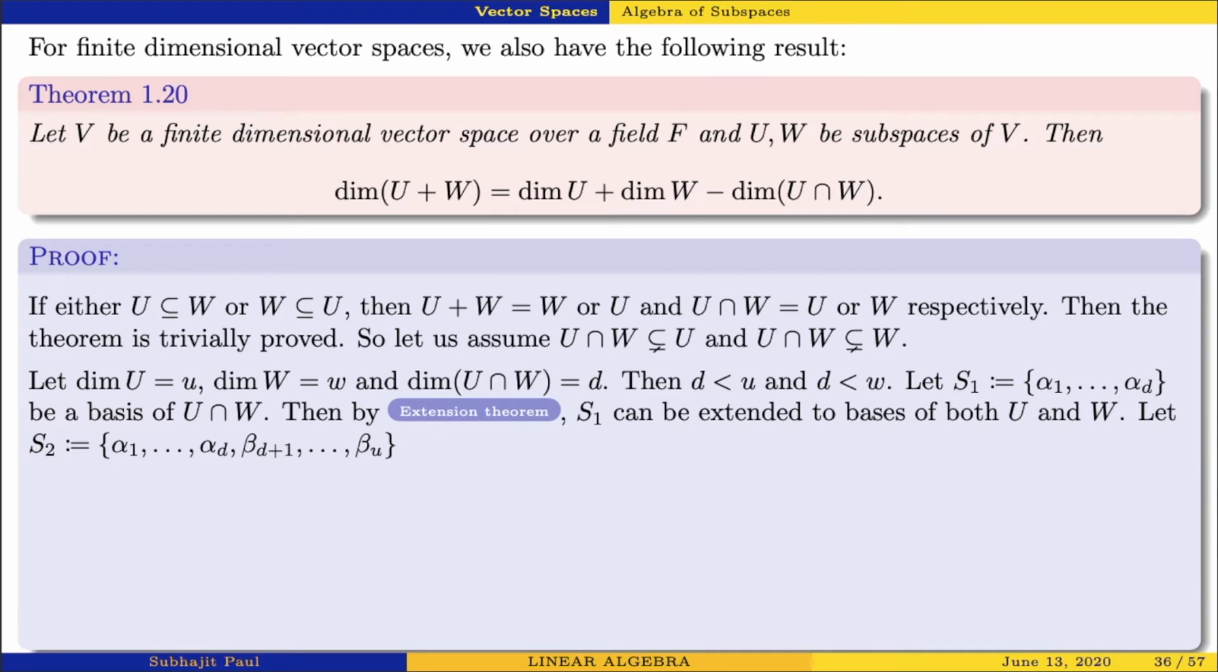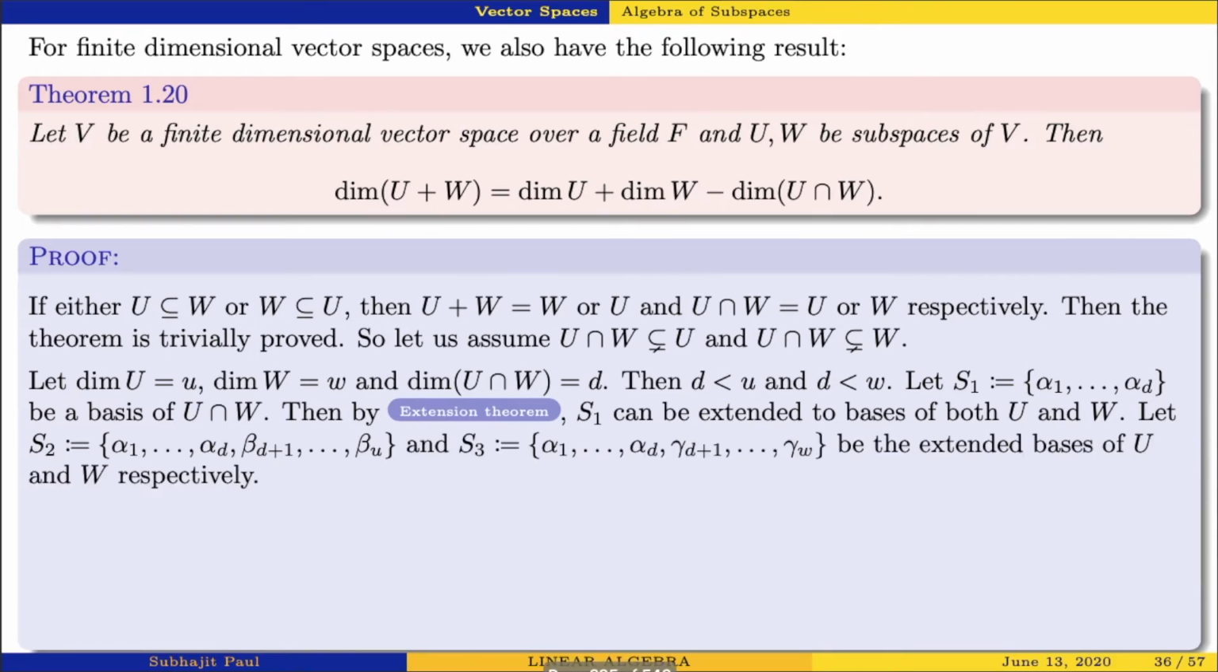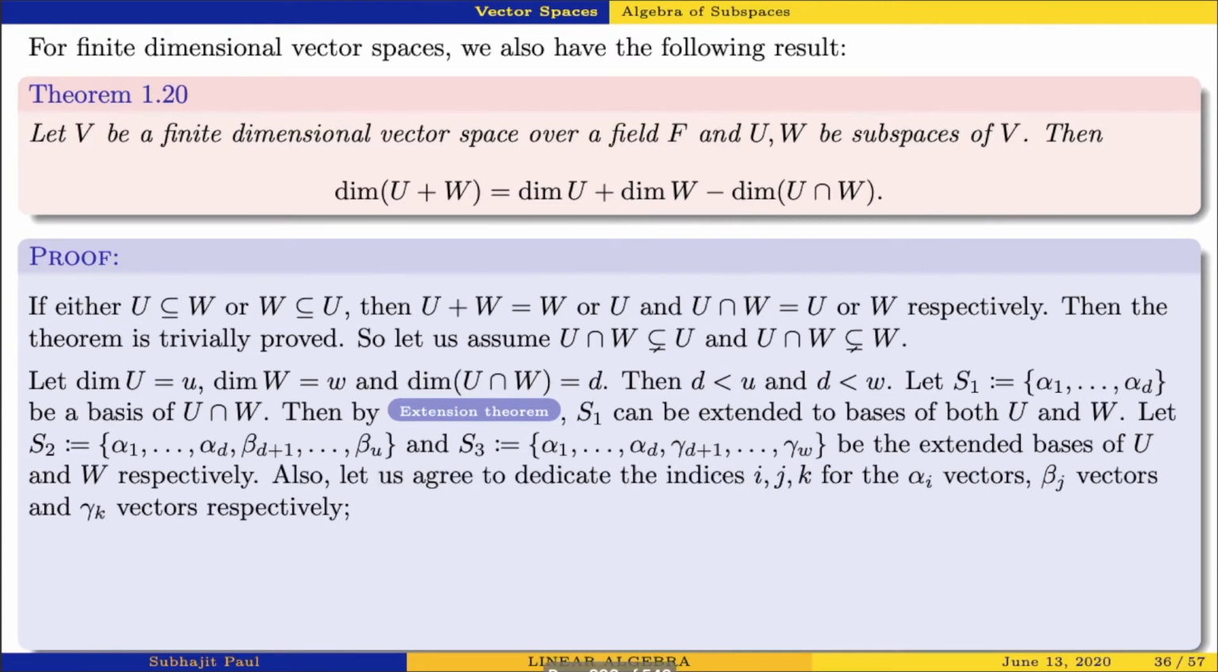This is a basis of U, and S3 is alpha 1 to alpha d, coming from S1, and newly adjoined vectors gamma d plus 1, gamma d plus 2 up to gamma w. This is the extended basis of U and W respectively. Also, let us agree to dedicate the indices i, j and k for the alpha i vectors, beta j vectors and gamma k vectors respectively.